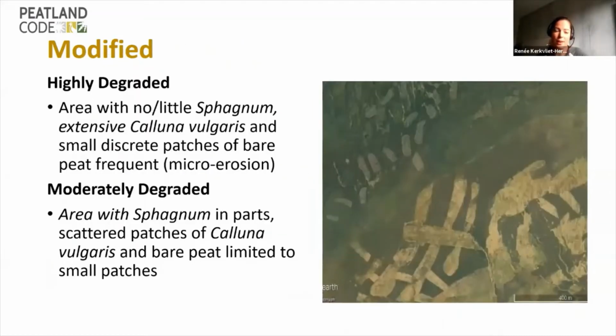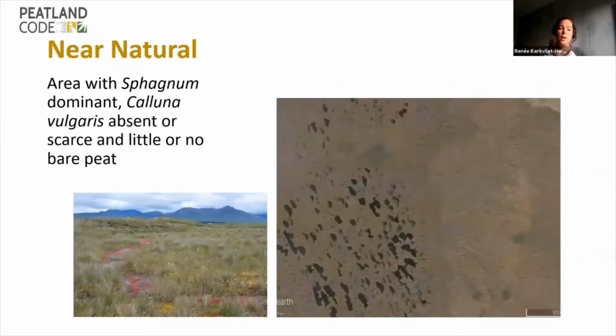Modified is where we have an area with no or little sphagnum, quite a lot of heather, and small patches of erosion, that kind of system. And near natural is where you have a lot of sphagnum, and not much or any heather. So that's all about blanket bogs. Obviously, blanket and raised bogs is what we're talking about.